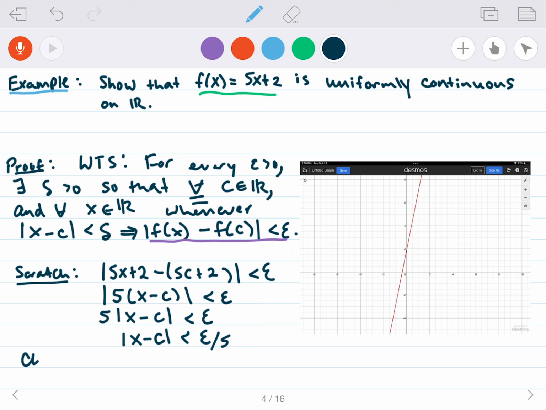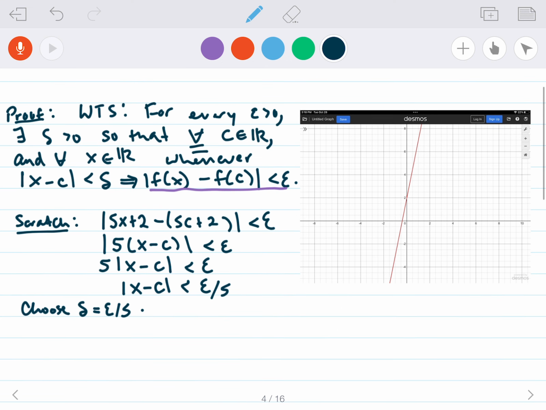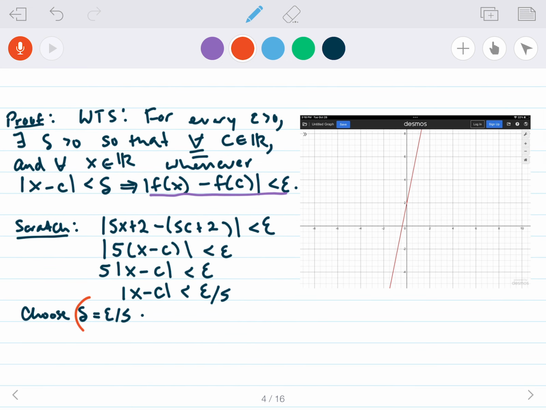Okay, so choose delta equals epsilon over 5, and the result will follow from this. And notice that our delta that we're choosing does not depend on c. Does not depend on where we're at in the domain. It only depends on the epsilon neighborhood that is given to you. So this is uniformly continuous, and you can see it just by noticing that delta does not depend on c. It doesn't depend on where you're at in the domain.